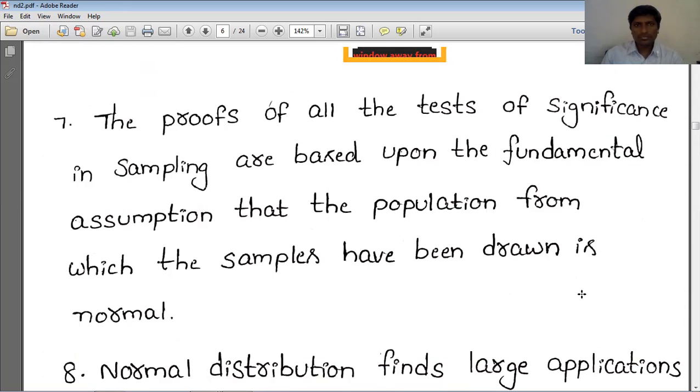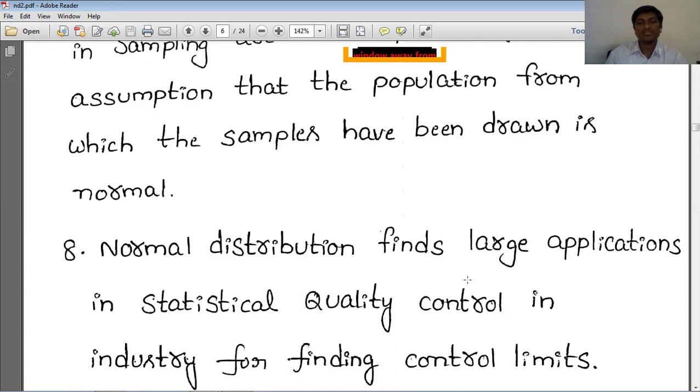Next, the proof of all the tests of significance. Test of significance is nothing but testing of hypothesis. There is also a fundamental assumption that the population from which the samples have been drawn is normal. So there we take the assumption, and take samples directly, right? The samples came from a population which, by fundamental assumption, is a normal curve.